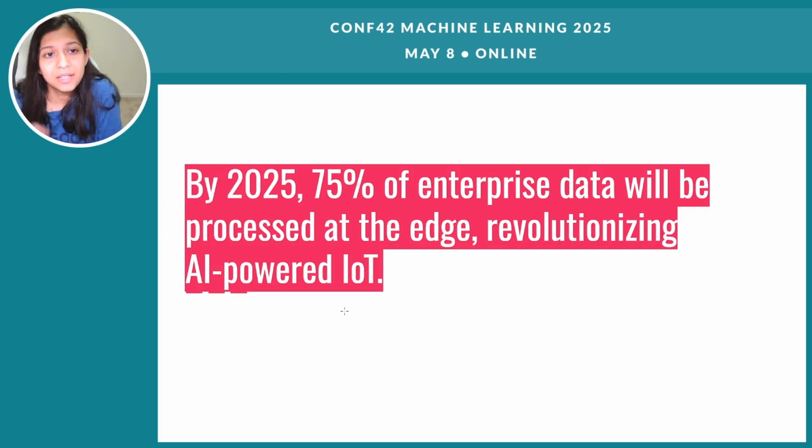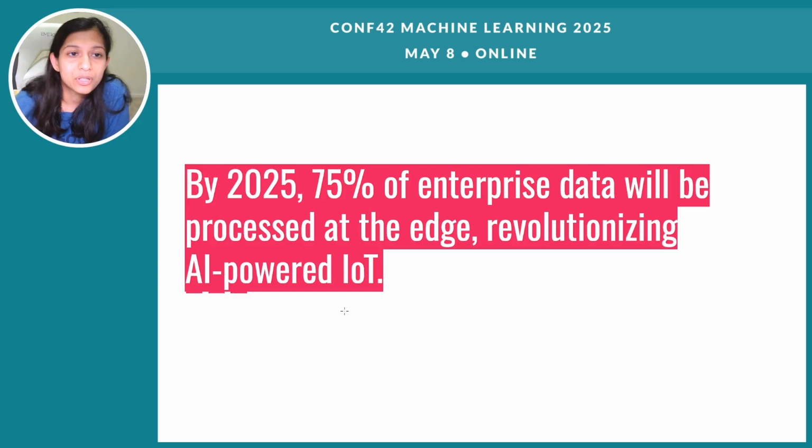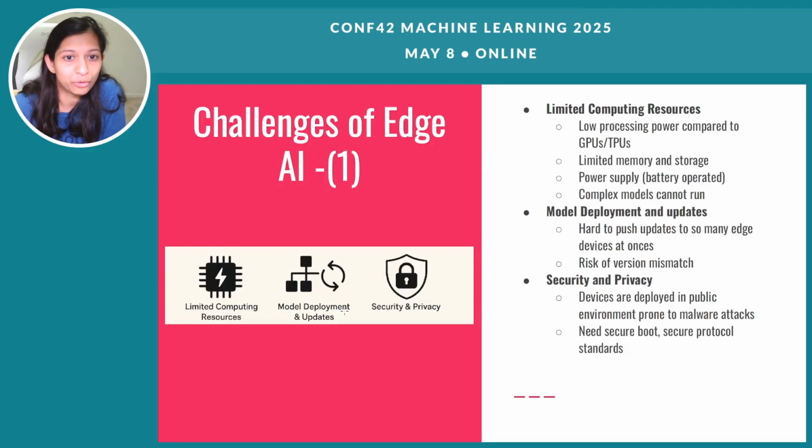The biggest paradigm shift for IoT today is that 75% of data, as we speak for this year, is processed at the edge, which is revolutionizing AI-powered IoT. This is changing the way we approach IoT solutions because you are doing a lot more at the edge than you were able to do before. But doing this poses its own challenges in the background. The first challenge is limited computing resources, because now you're doing more than what you used to do.